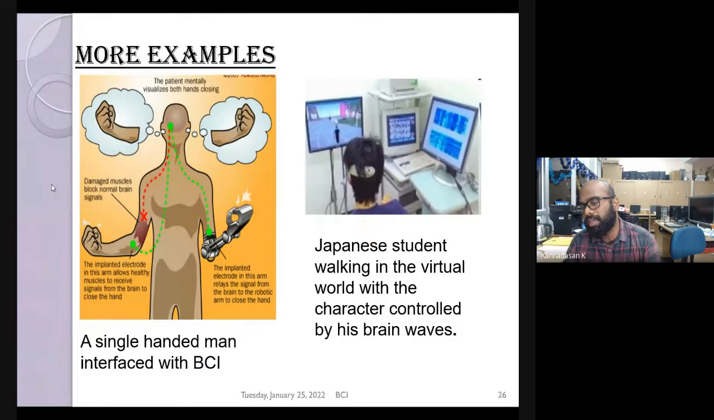Another example you can take is a Japanese student, as you can see. That student is just thinking and visualizing that he is walking inside that virtual environment, virtual world. So, a Japanese student walking in the virtual world with the character controlled by his brain waves.